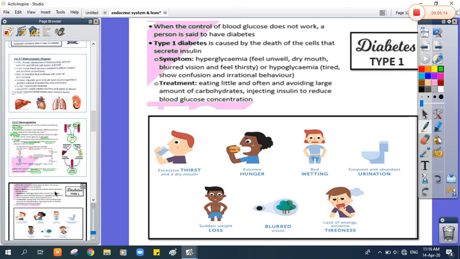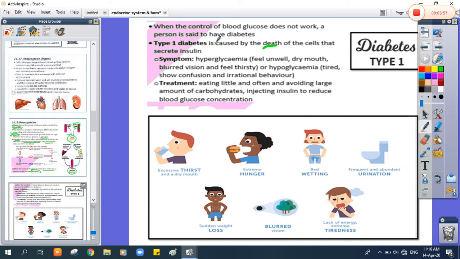What happens in diabetes type 1? Here, the cells which secrete insulin inside the pancreas are not working properly. Maybe this is caused by the death of the cells. The cells which secrete the insulin inside the pancreas are not working well, by the death of these cells, and also we can say that maybe a genetic mistake happened in the development of the pancreas.